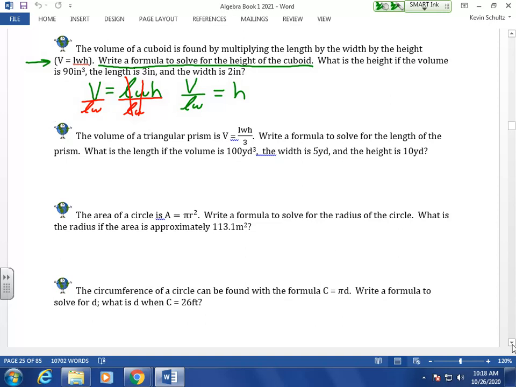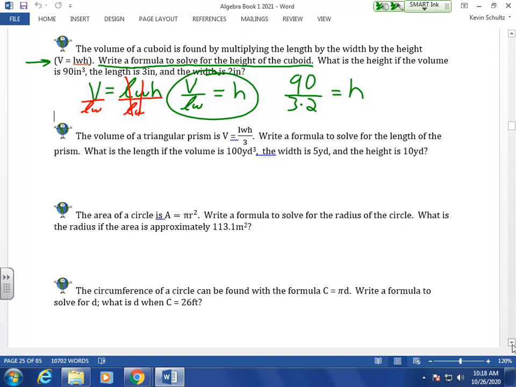So the next question here says, what is the height if the volume is 90 inches cubed, the length is 3, and the width is 2? Our volume of 90 divided by our length times our width is going to equal the height. You see how that works? Without the values, I can still represent what I'm going to do, keeping it in variable form. Because once I get values for the length and the width, I'm going to plug those in, and the volume, and then solve that equation to equal the height.